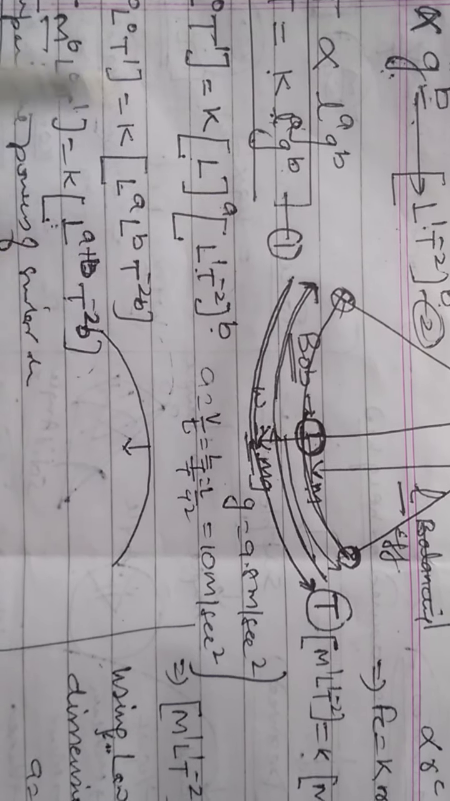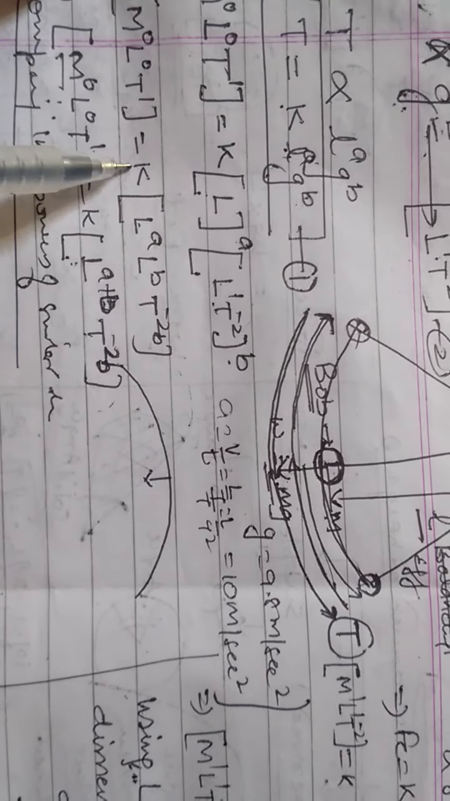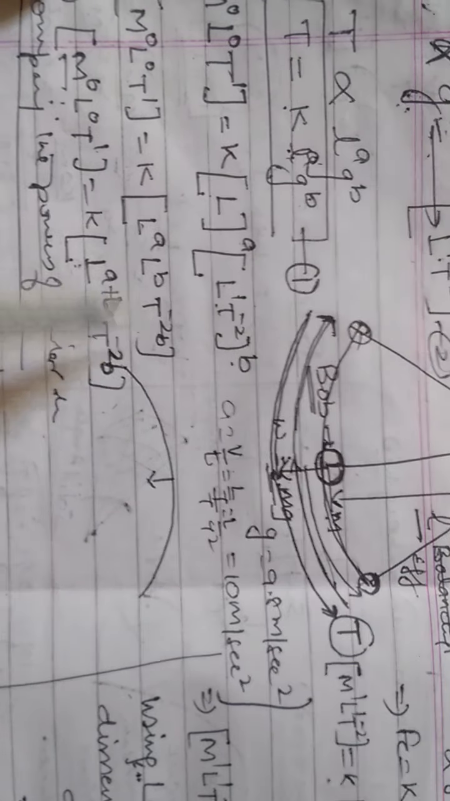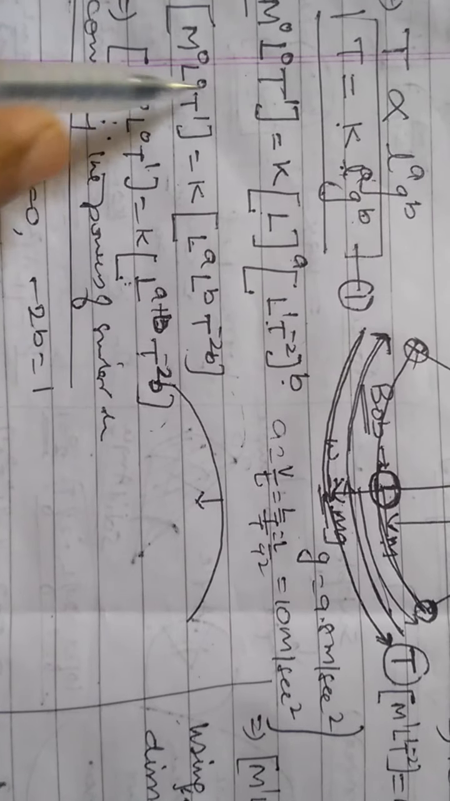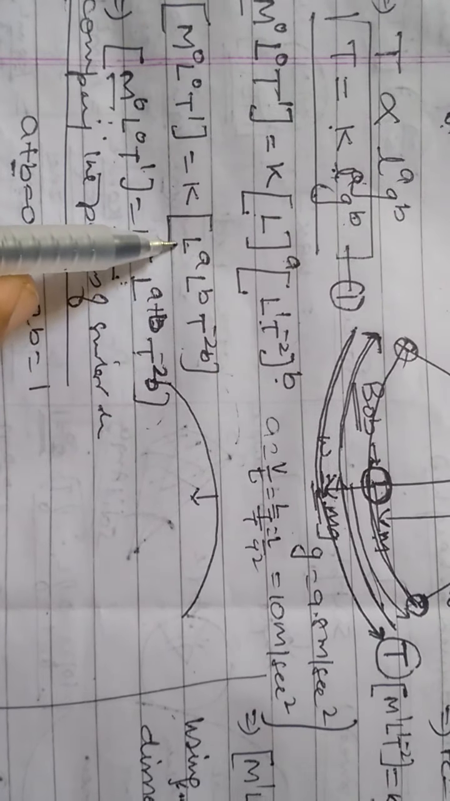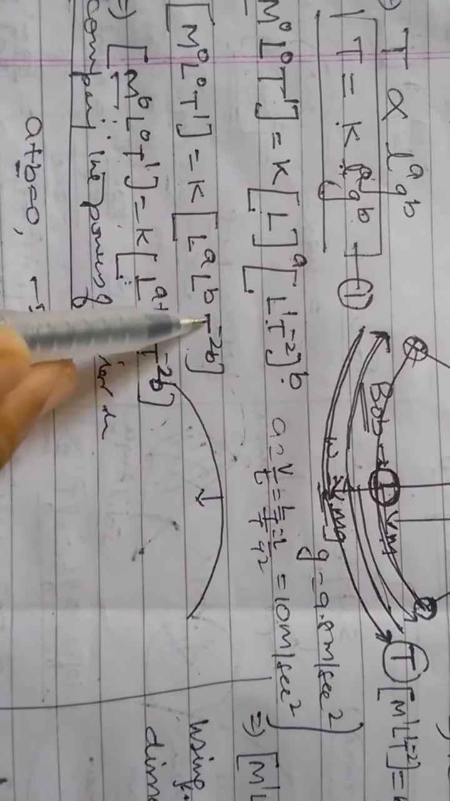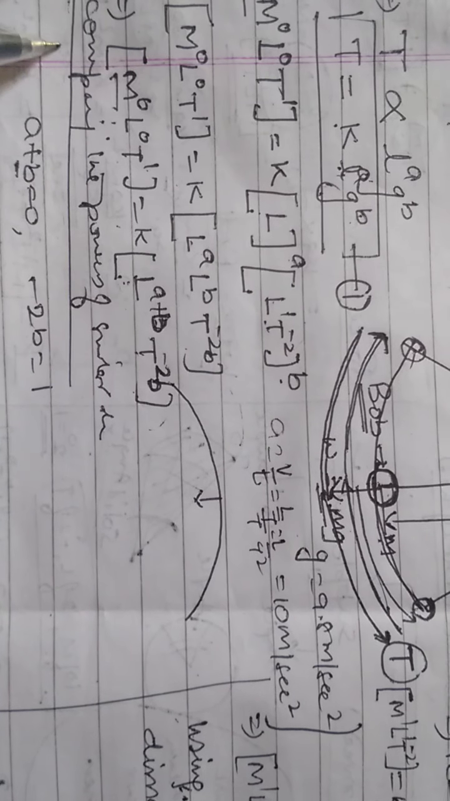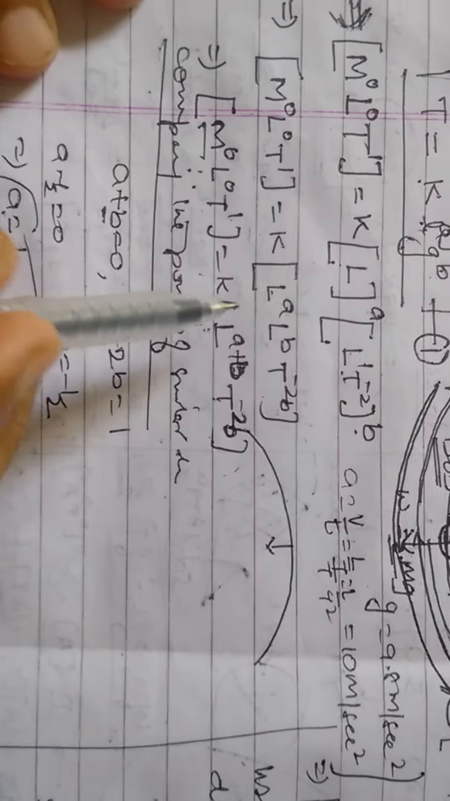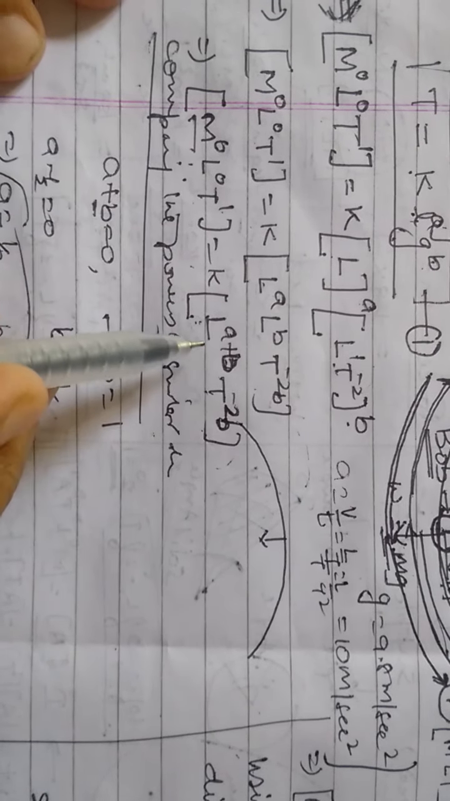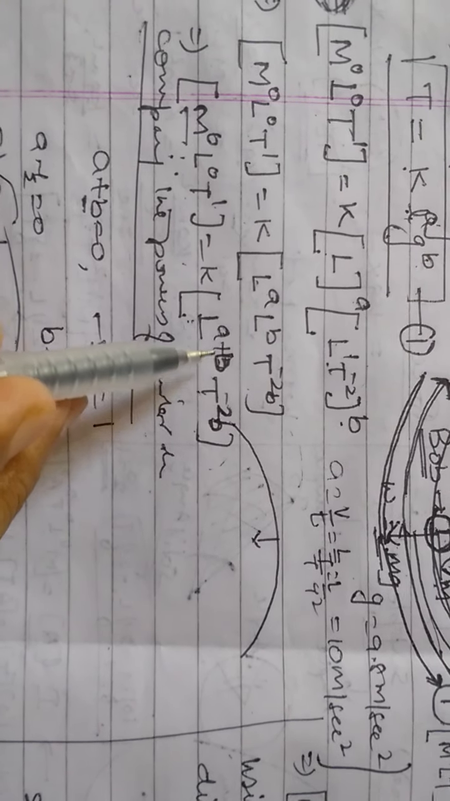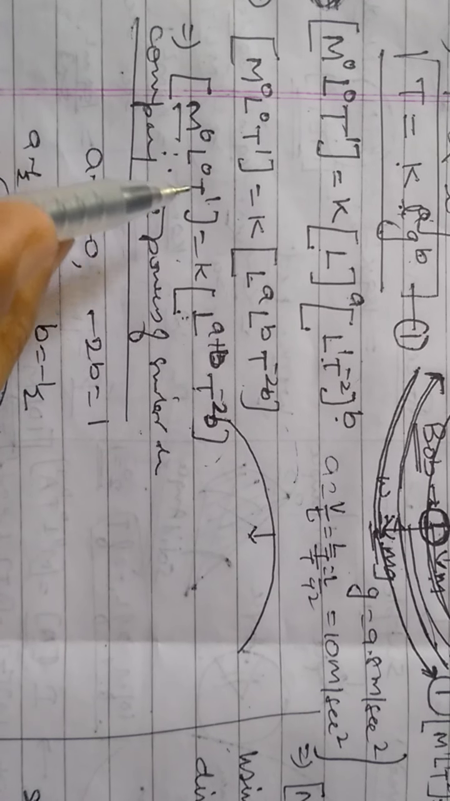Now we are multiplying, so it becomes M^0 L^0 T^1 = K L^A L^B T^-2B. It becomes M^0 L^0 T^1 equal to K, and the dimension of L is A and B, so we can add them: L^(A+B) T^-2B. By using the law of homogeneity, we can compare dimensions of similar quantities. Here length has A plus B dimension on one side, while on the other side length has 0. So we can compare these two.